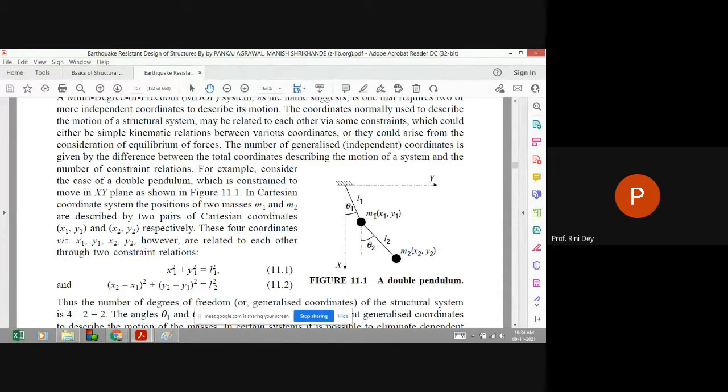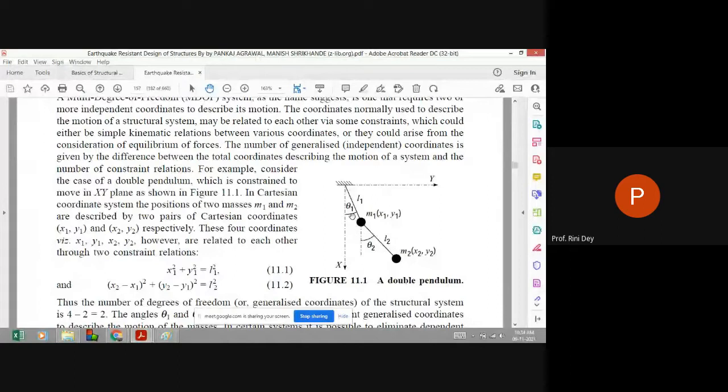Now the way it will move, that we will try to analyze. So how can we analyze? We can put it into a Cartesian coordinate system. See, here is the first pendulum's length, or this chain, or attaching property.